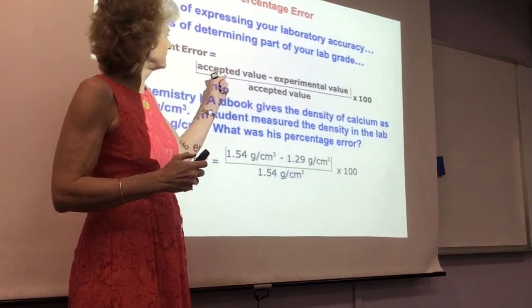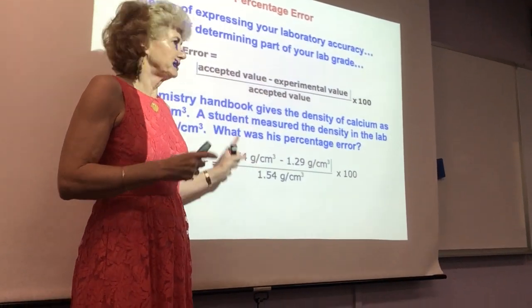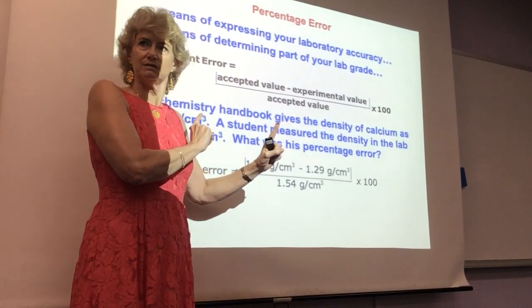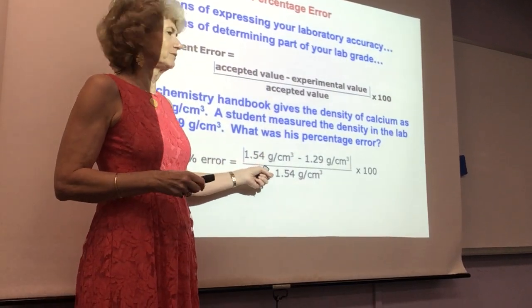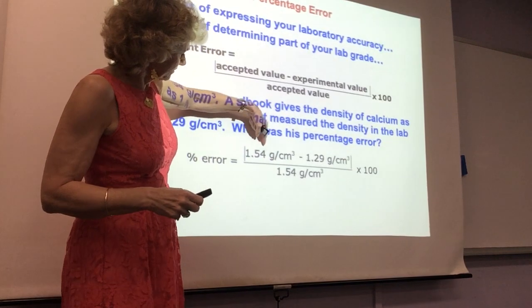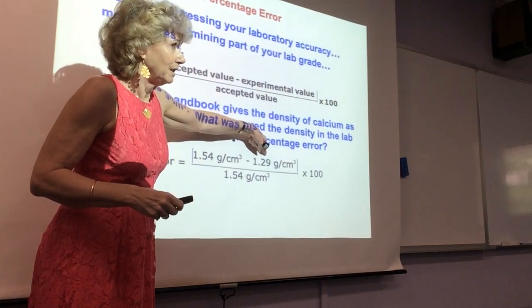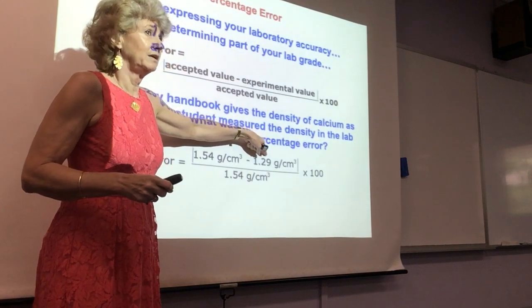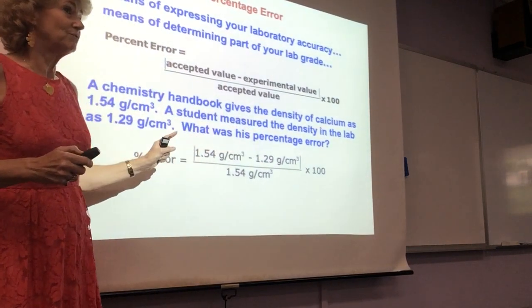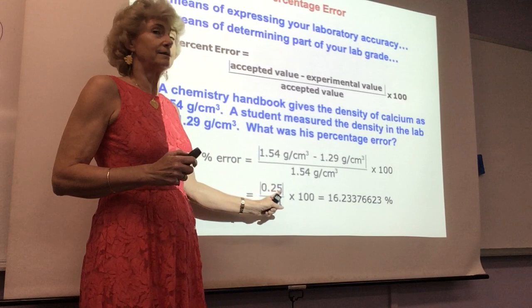So this student's percent error is you take the difference between what you should have gotten and what you actually got, accepted minus experimental. It doesn't matter which way you go because it's going to be absolute value, and then divide by what you should have gotten. So all you people who can do this stuff in your heads, 1.54 minus 1.29 is what? 0.25. How many sig figs in 0.25? 0.25 is 2 sig figs.